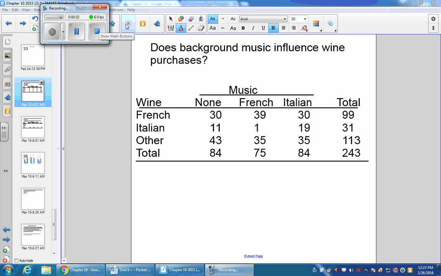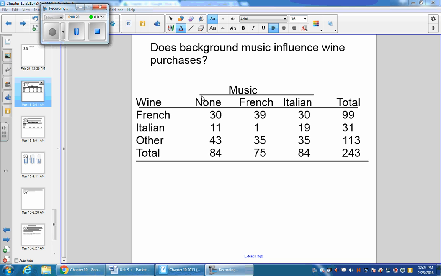All right, now we're going to do one example of a chi-square test for homogeneity. Keep in mind, for homogeneity, the data has to come from multiple SRSs. So what they did here is their question was, does background music influence wine purchases?